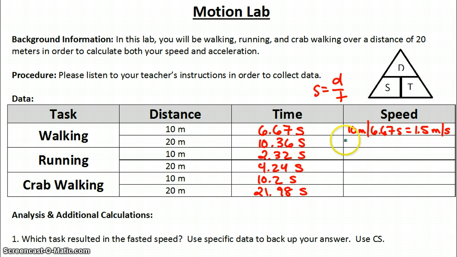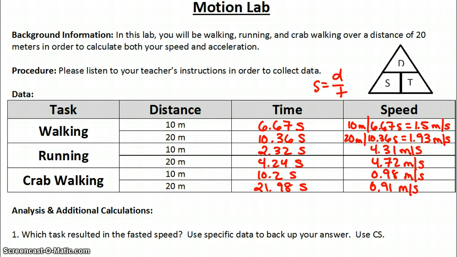Let's see, 20 meters divided by 10.36 seconds. That gives you a speed of 1.93 meters per second. Now I follow the exact same strategy for the remaining ones, distance divided by time. So that I have data to work with, we'll get 4.31 meters per second, 4.72 meters per second, 0.98, and 0.91. All right, moving on.